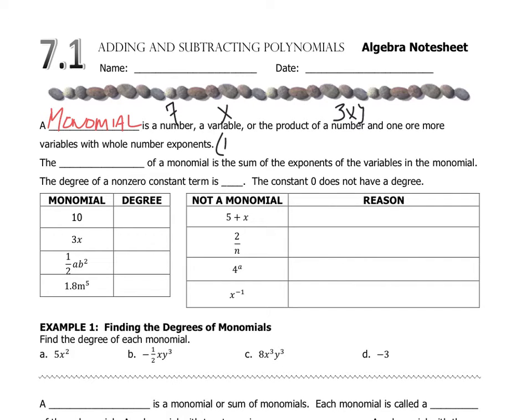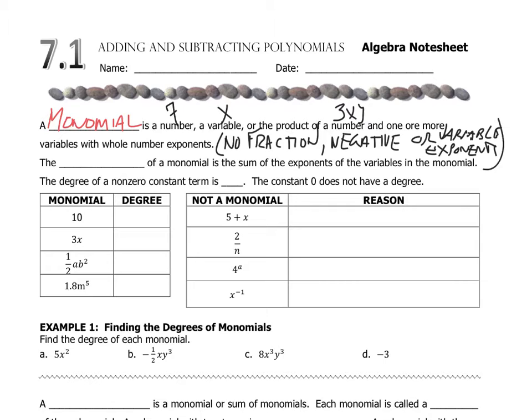So what that means is no fractional exponents. So none of those rational ones we talked about. No negative, or no variable exponents. Okay, so you can't have any fractional, negative, or variable exponents.